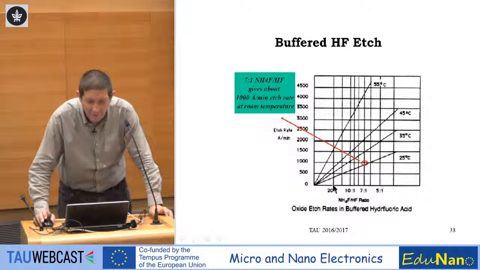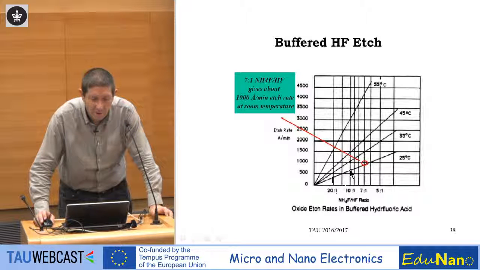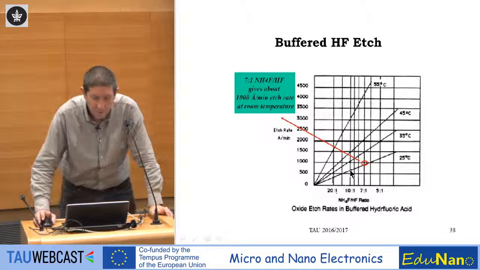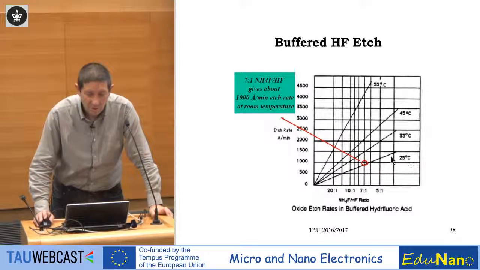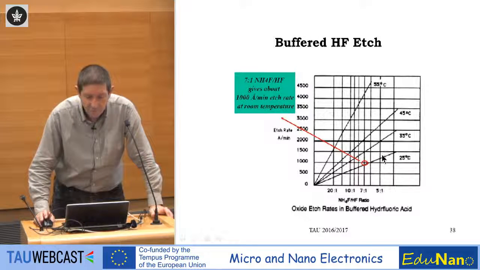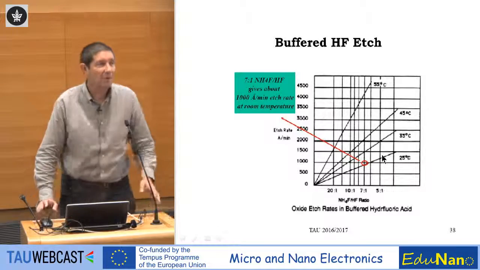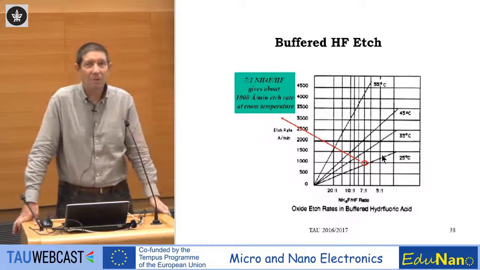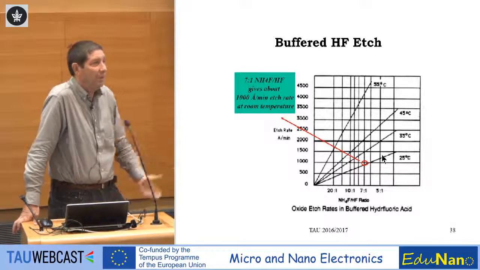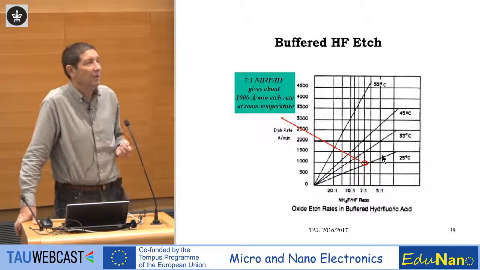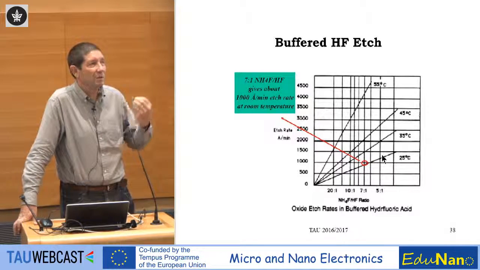This is 20 to 1. You get this etch rate. The less ammonium fluoride, the higher the etch rate, which is normal. But another thing to notice here is that if you increase the temperature, you increase the etch rate, which means this is a chemical process. In most chemical processes, like most chemical reactions, you increase the temperature, you increase the reaction rate.